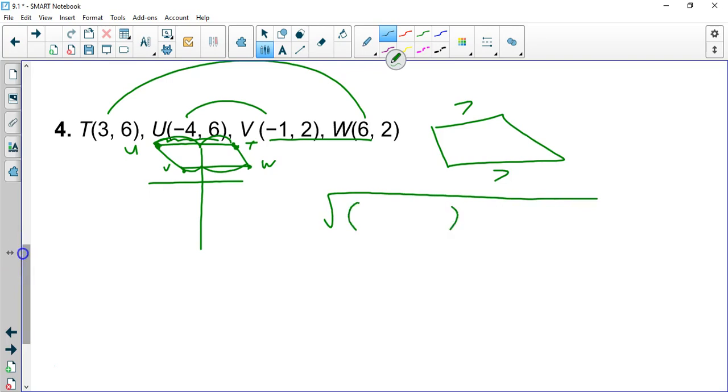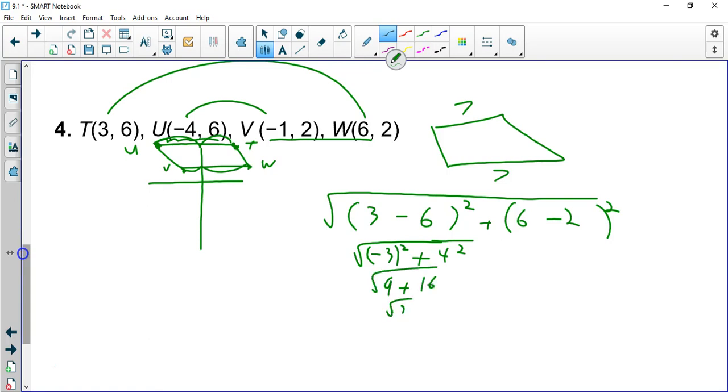So remember, that's going to be x minus x squared plus y minus y squared. So let's do TW first. So I'm going to do 3 minus 6 and 6 minus 2. Very simple. So 3 minus 6 is negative 3 squared. 6 minus 2 is 4 squared. So this is going to be 9 plus 16, which is the square root of 25, and that's 5. So TW is 5.